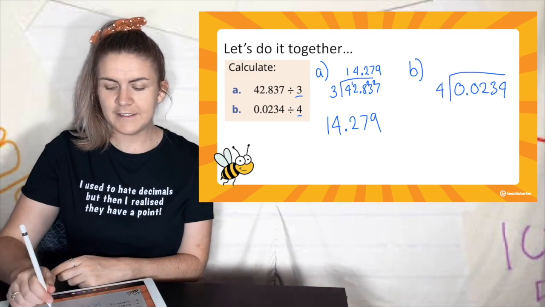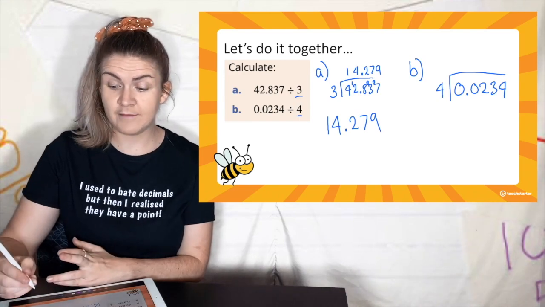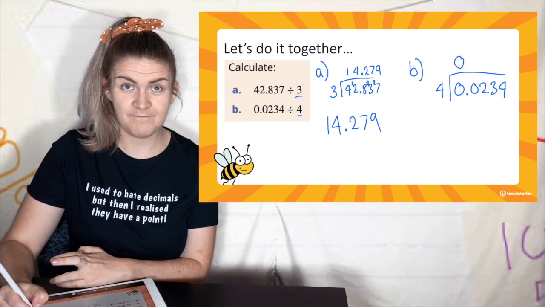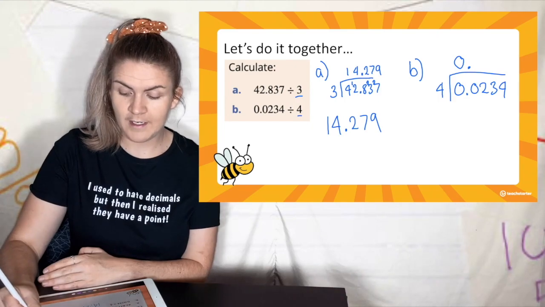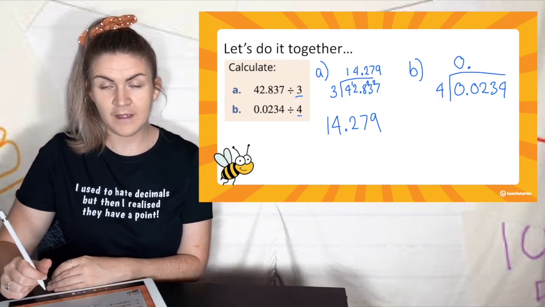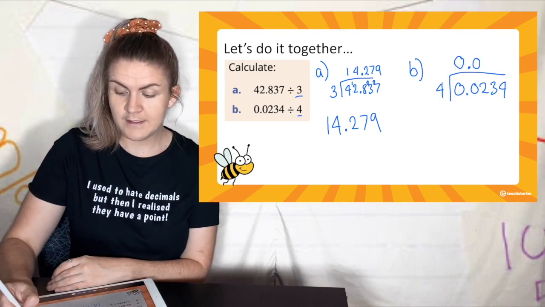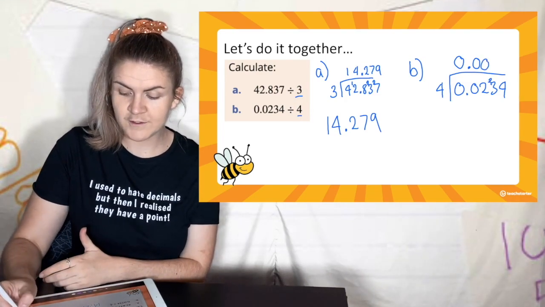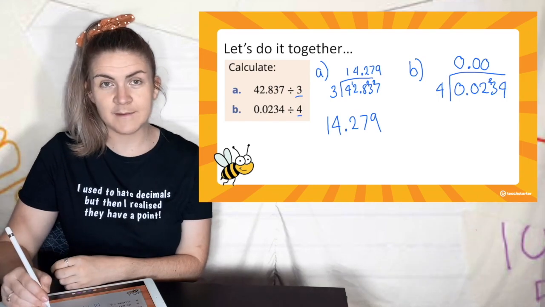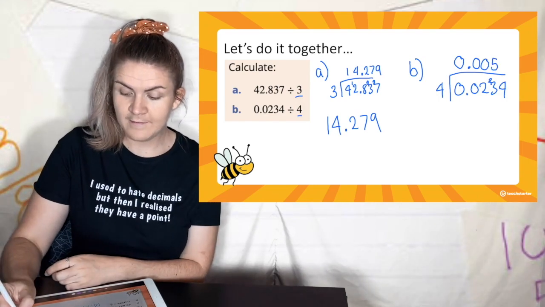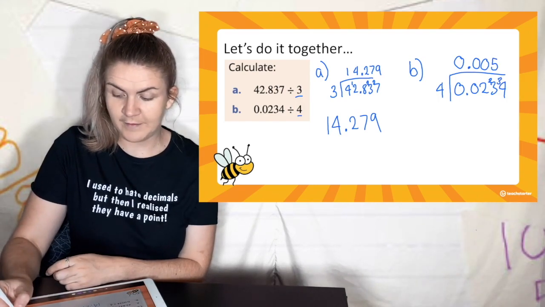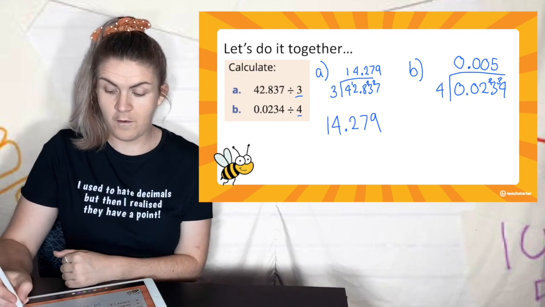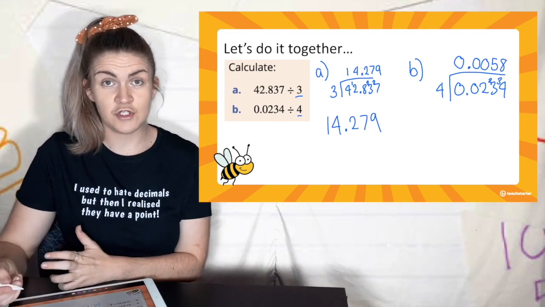So, how many times does 4 go into 0? That's 0, and we need to write that 0 there. Then I've got the decimal point. I'm putting a decimal point in my answer. How many times does 4 go into 0? 0. How many times does 4 go into 2? 0 again with 2 left over. How many times does 4 go into 23? That's 5 times with 3 left over. How many times does 4 go into 34? That's 8 times with 2 left over.